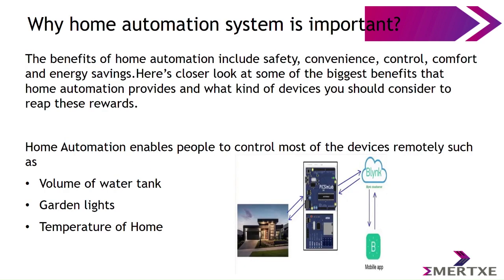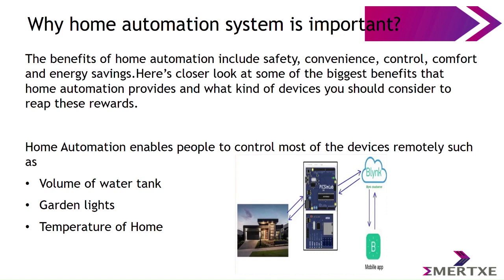Why is a home automation system important? So we will talk about why a home automation system is important. The benefits of a home automation system include safety, convenience, control and comfort, and energy savings. Here's a closer look at some of the biggest benefits that a home automation system provides and what kind of devices should be considered to reap these rewards.